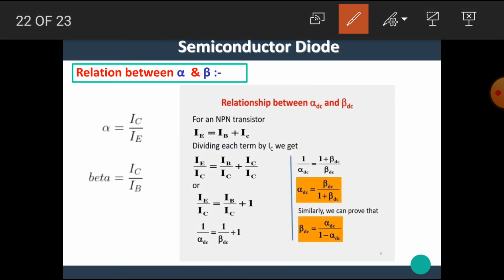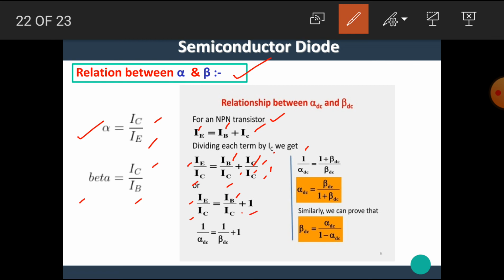Let's see the relation between alpha and beta. We know that alpha is the ratio of collector current to the emitter current, and beta is the ratio of collector current to the base current. For NPN transistor, we know that IE is equal to IB plus IC. That means emitter current is equal to the base current plus the collector current. Dividing each term by IC, we get IE upon IC equals IB upon IC plus IC upon IC. IC upon IC is 1, hence we get IE upon IC is equal to IB upon IC plus 1.